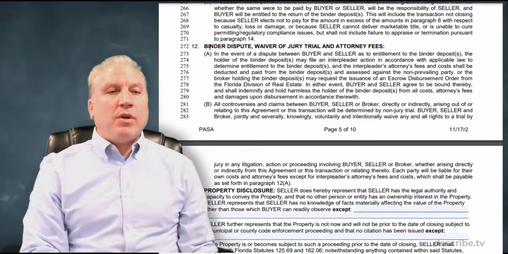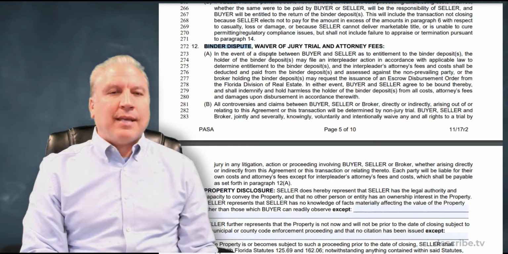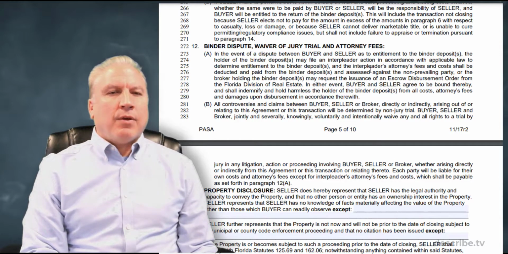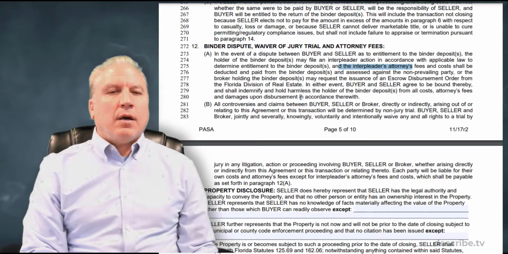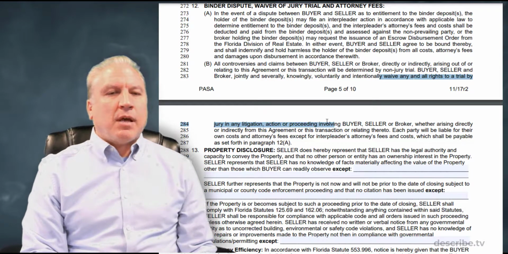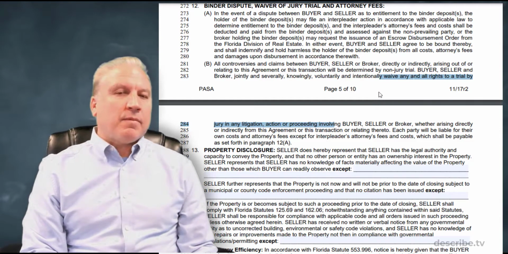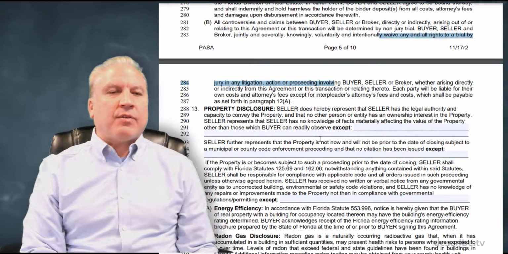What if there's a dispute about the binder? What if there's a dispute about who gets to keep the deposit? It tells you what happens in the dispute. If there's a dispute as to the entitlement of the deposit, then there will be either legal action. Sometimes there are requirements to do arbitration or mediation. Sometimes there might be a waiver of jury trial. Sometimes there might be a hold harmless of the broker. There are a lot of different rights. Again, remember to look at what is specific to your contract.